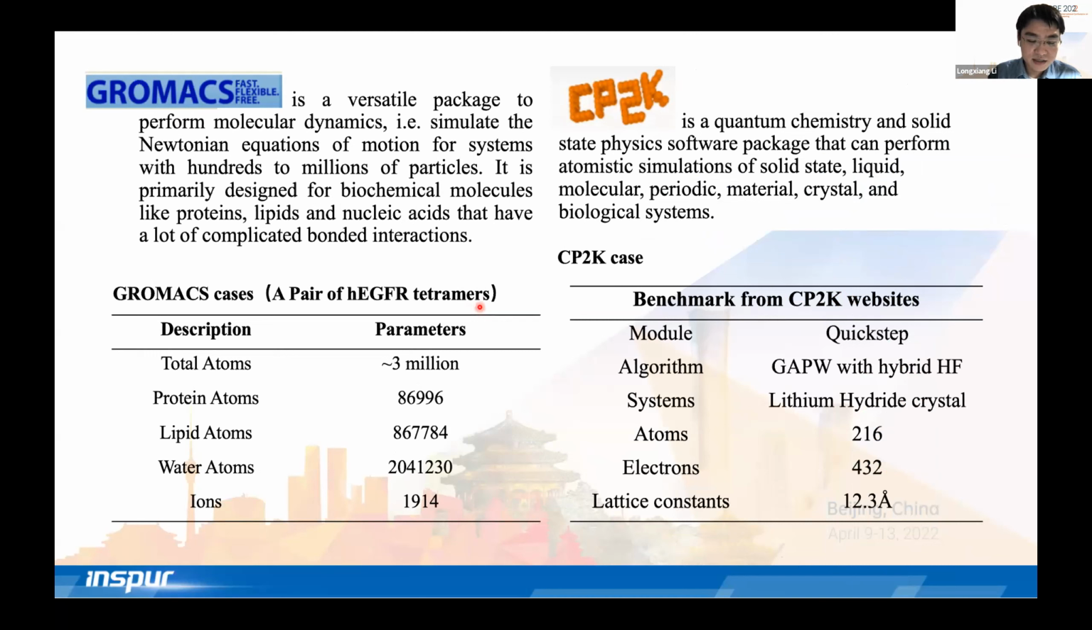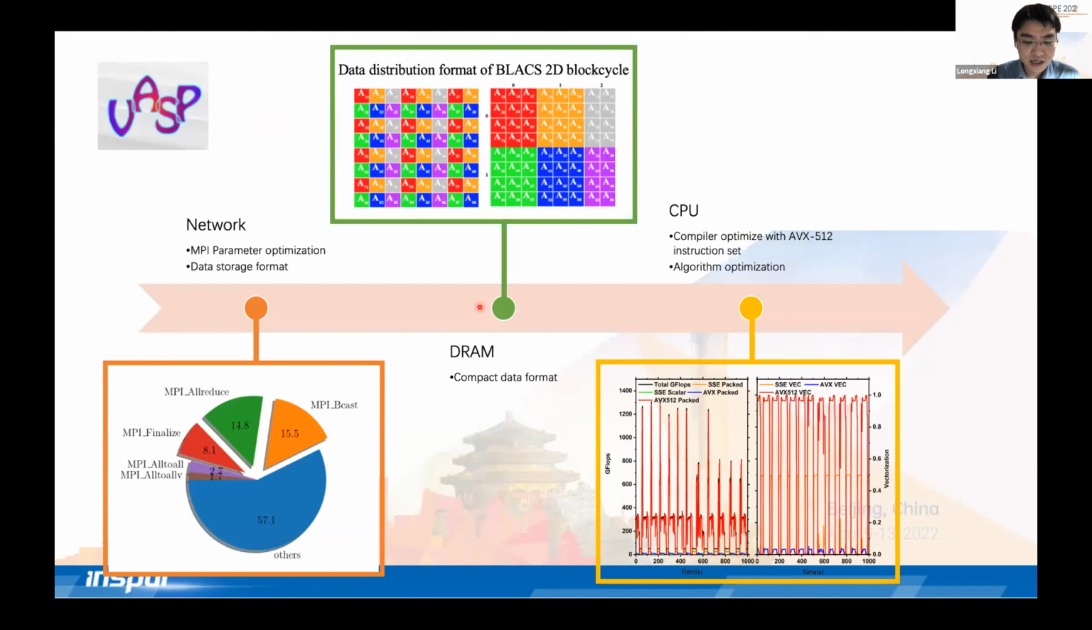So our optimization methods are reduced to 3 steps: network, memory, and computation. First, let's see the optimization method for VASP. In network, we adjust the MPI parameters of the MPI bcast and reduce functions. We also use more compact storage formats such as the 2D block cyclic format, which can reduce network communication and also reduce memory bandwidth.